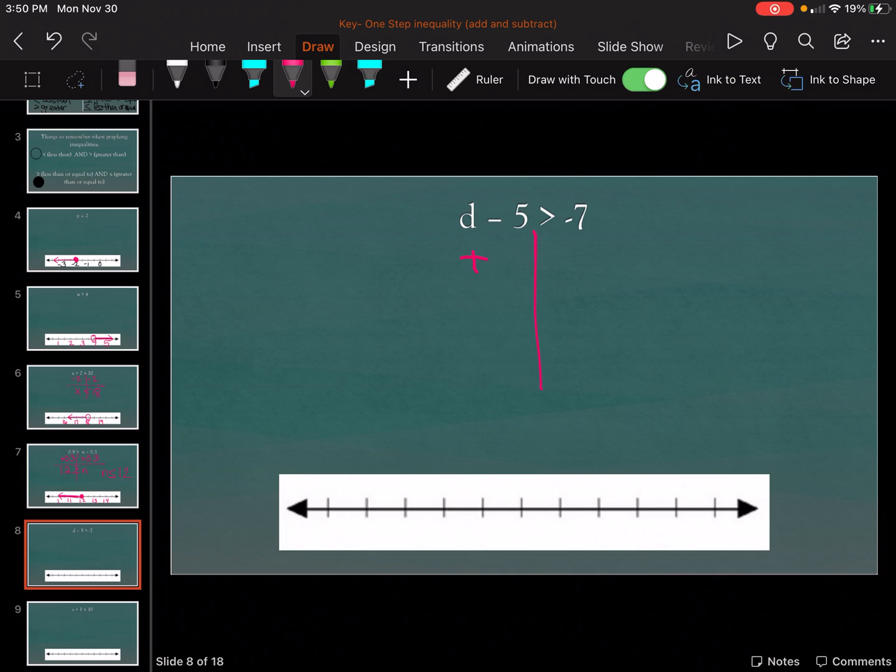We are going to add 5 to both sides. So D is greater than negative 2. It is going to be an open circle pointing to the right.